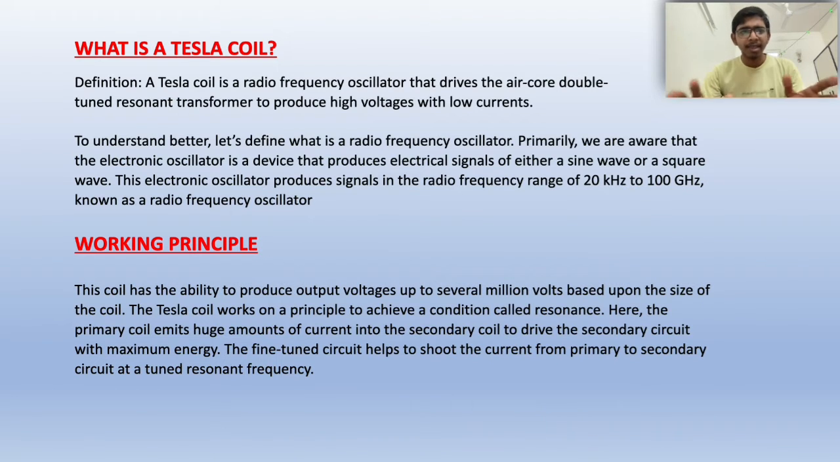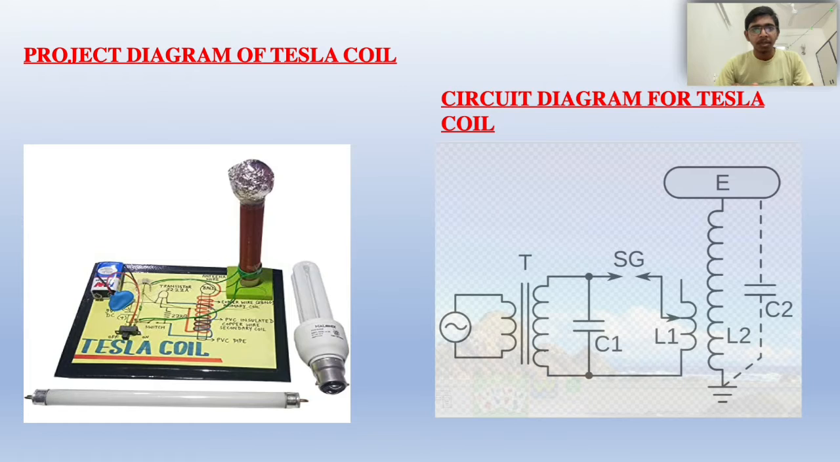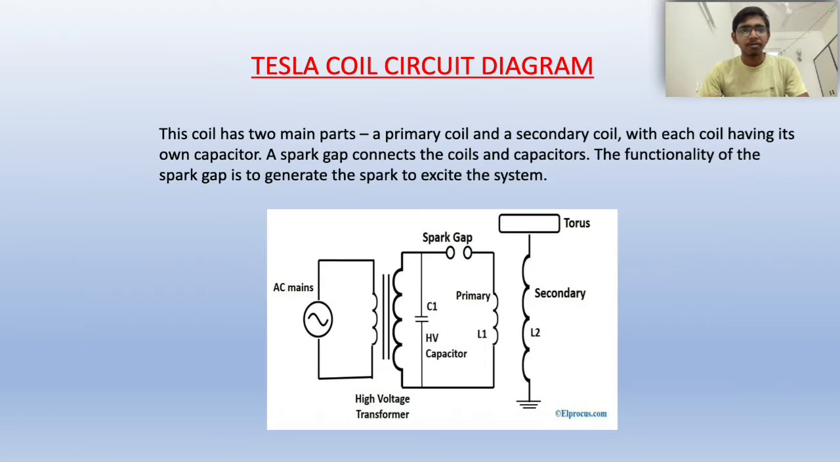A Tesla coil is a simple radio frequency oscillator producing high voltages with a frequency in the range of 20 kHz to 100 GHz. The basic principle behind the working of this Tesla coil is resonance, and this is how it looks. You can get a look at it. You can see the circuit.